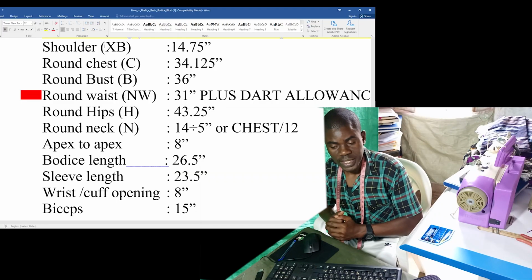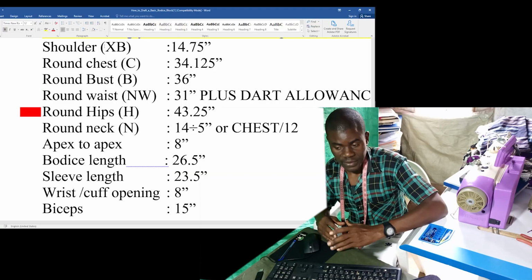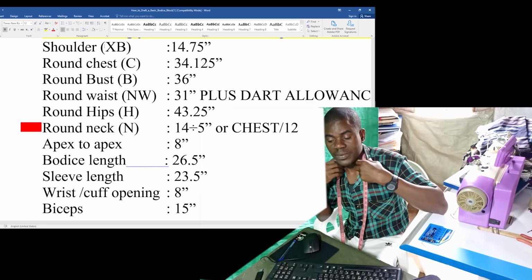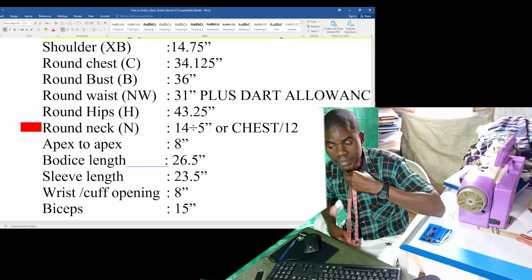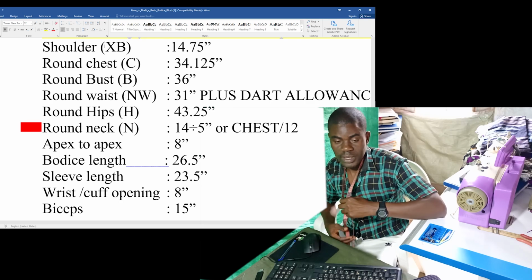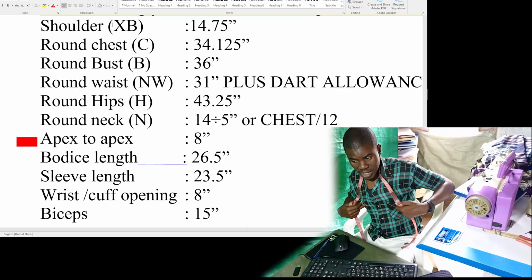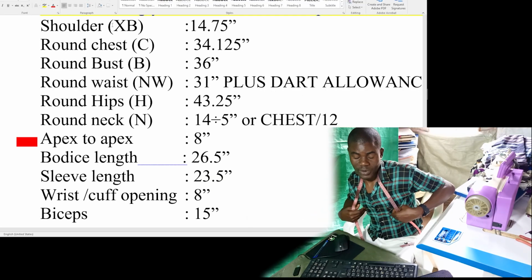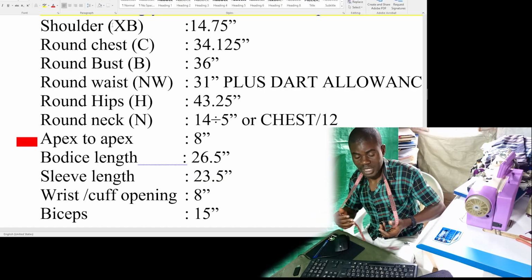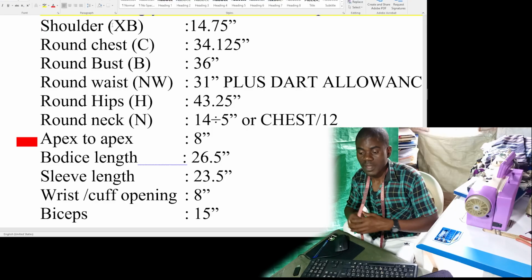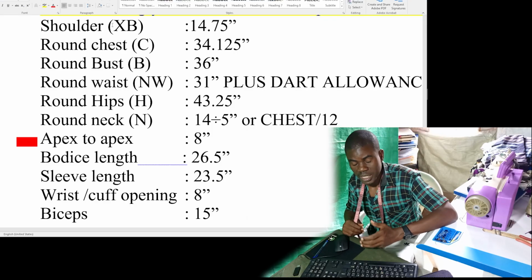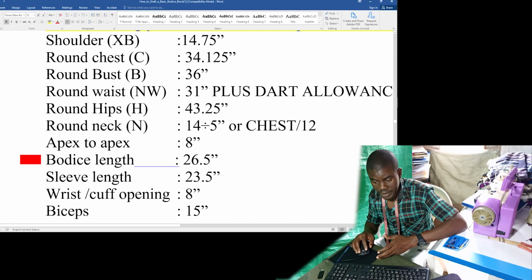Then also you need the hips circumference. Then you need the round neck circumference. Then also don't forget to take the nipple to nipple measurement. Some call it apex to apex, so whichever one you call it, it's okay. Then don't forget, we shall need the basic bodice length. Yes, we need the bodice length.